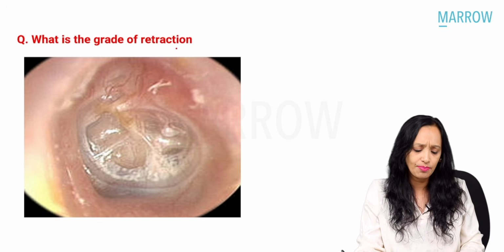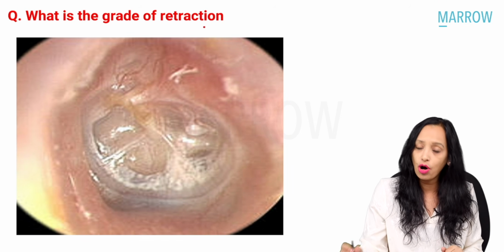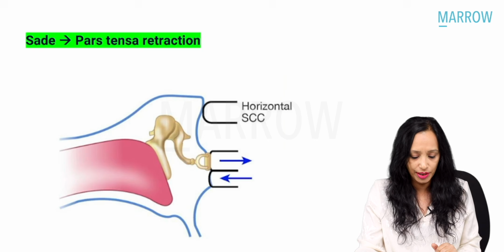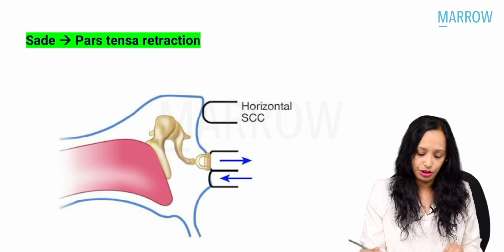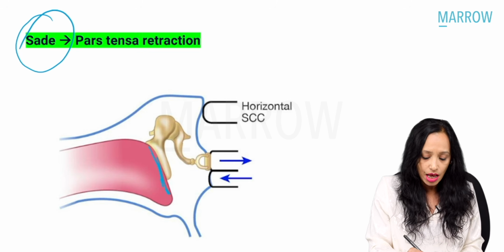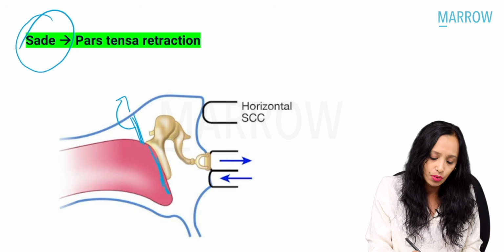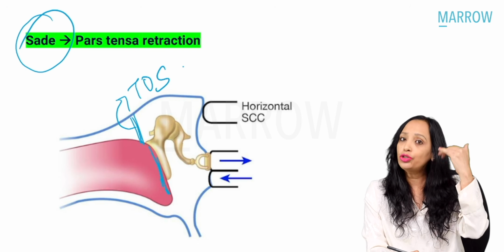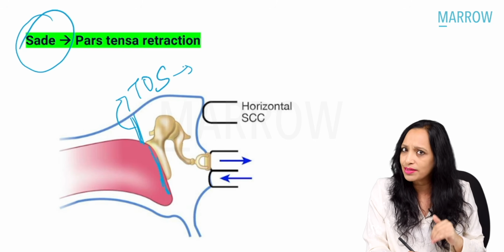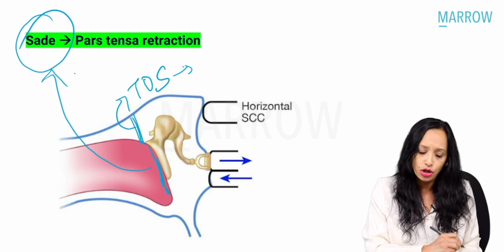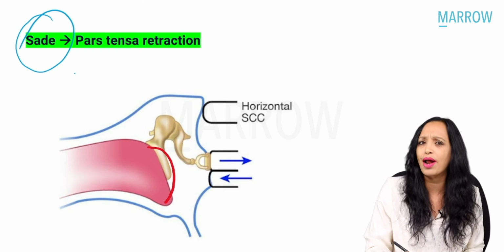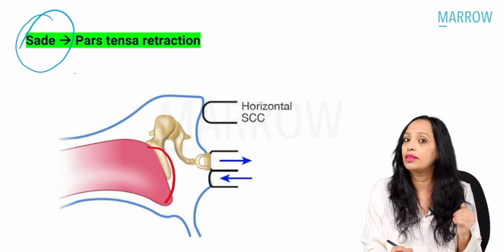So the next question, and this is something you repeatedly ask me: what is the grade of retraction? First let us see what the grades of retraction are, and then we will come to this question. The grades of retraction of the pars tensa are known as Sade's classification, whereas of the pars flaccida are known as Tos. On the top is pars flaccida, so you can remember that is Tos, and below is pars tensa, that is Sade's. So what is grade 1? Grade 1 is when the tympanic membrane is just retracted, it is not touching the incus.